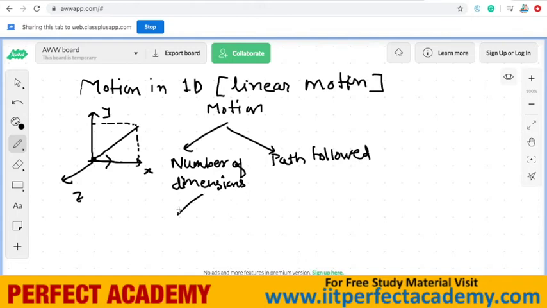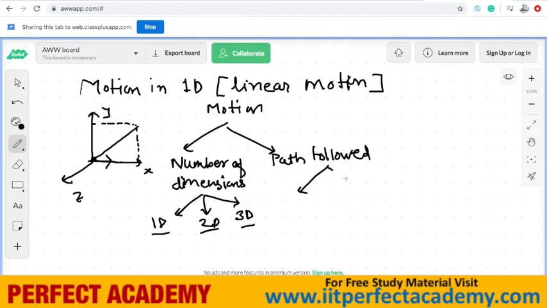So in number of dimensions, you can have 1D motion, two dimensional motion as well as three dimensional motion. Let me invite other students also. So one dimension, two dimension and three dimensional motion we can have.